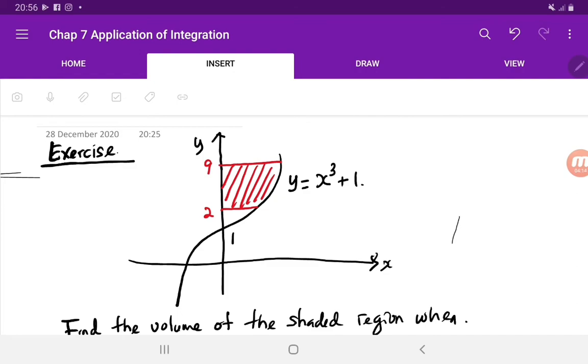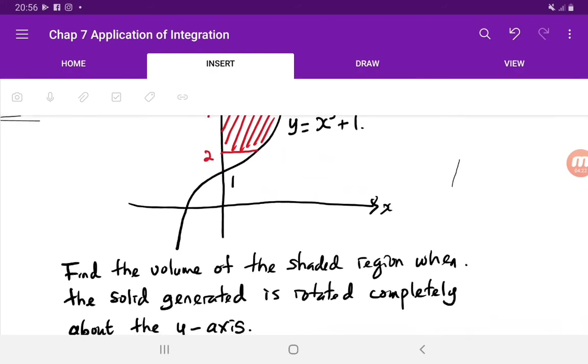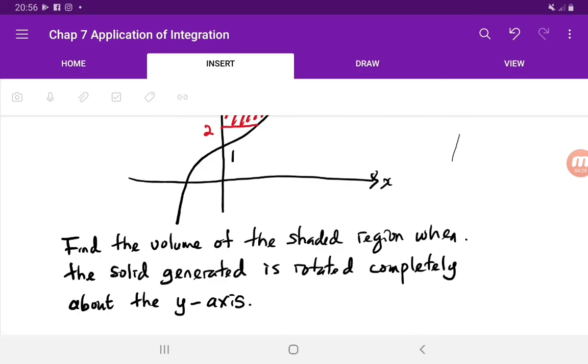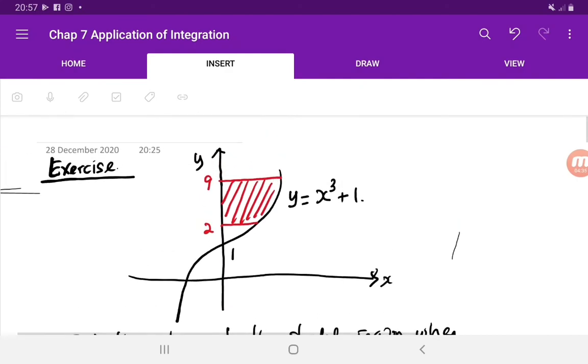Class, you can try to do this example. From the diagram, find the volume of the shaded region when the solid generated is rotated completely about the y-axis. So you try to do it and submit to me.